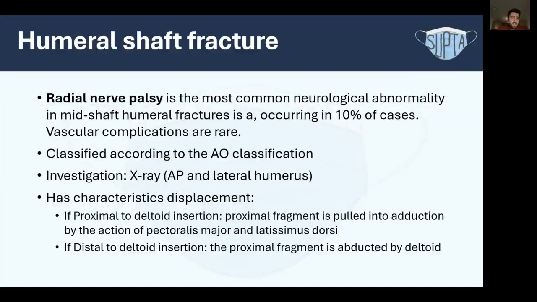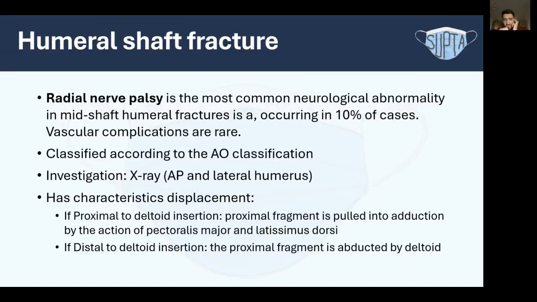Next, we have humeral shaft fracture, and these are commonly associated with radial nerve palsy. As you can imagine, when you have a fracture in the mid shaft, the displacement of the proximal and distal parts can press on the radial nerve, and that can give you radial nerve palsy, where you may get a wrist drop. Classified based on AO classification. Again, you need two views X-ray, and this one has characteristic displacement depending on where the fracture is.